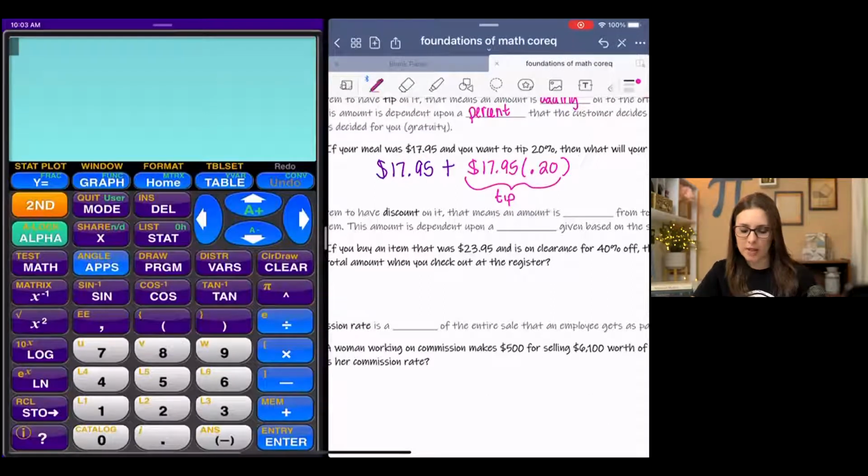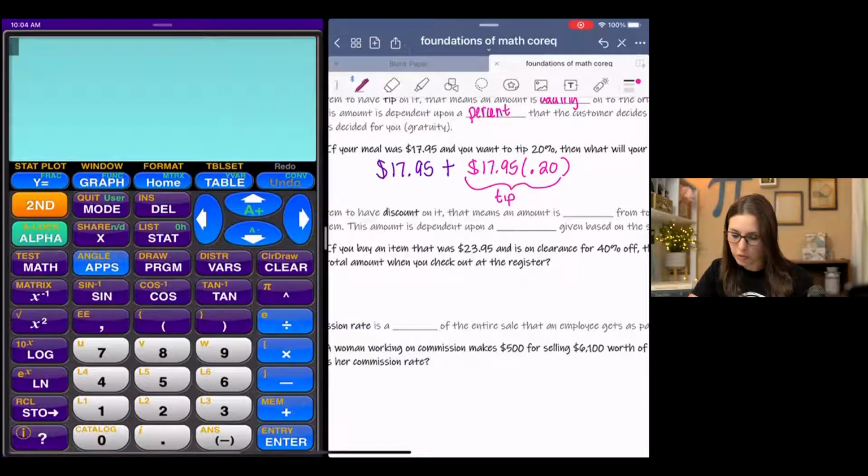Based on the previous example, I went ahead and wrote out kind of an equation for this based on what we know is happening. We know that we are going to be charged the price of our meal, plus we want to do a 20% tip on the price of our meal. So we have the price of the meal plus the tip.